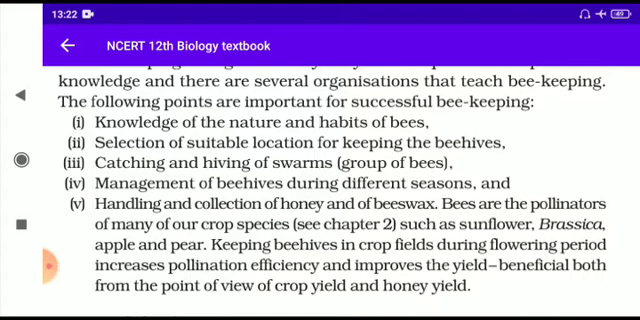Keeping beehives in crop fields during flowering periods increases pollination efficiency. Dear students, if we keep our beehives during the flowering periods of agricultural crops, then we can improve the yield, which is beneficial for both crop yield and honey yield.